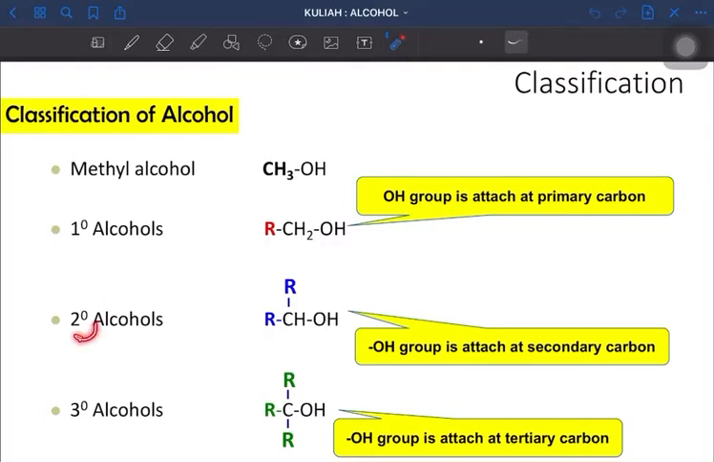Next, we have the secondary alcohol, where the OH group is attached at the secondary carbon. So this OH is attached to this carbon, where this carbon is attached to 2 alkyl groups, which gives it the secondary carbon. And last but not least, we have the tertiary alcohol, where the OH is attached to the tertiary carbon, where the carbon is attached to 3 other alkyl groups, which gives it the tertiary carbon.